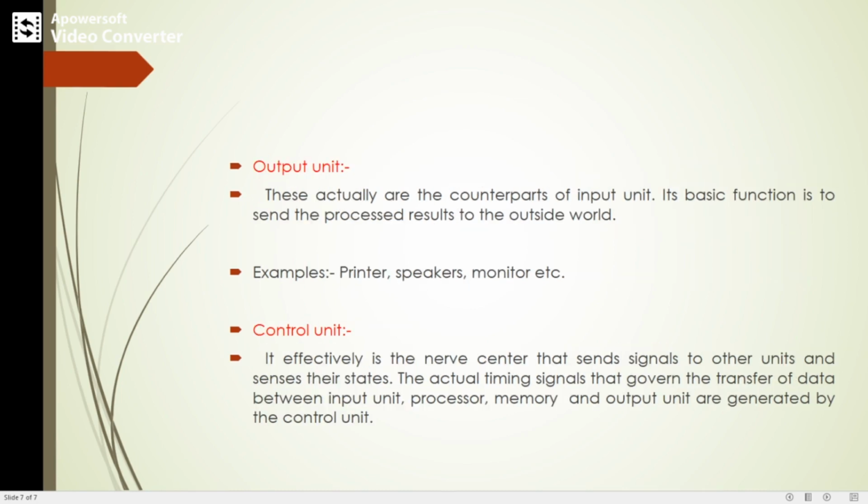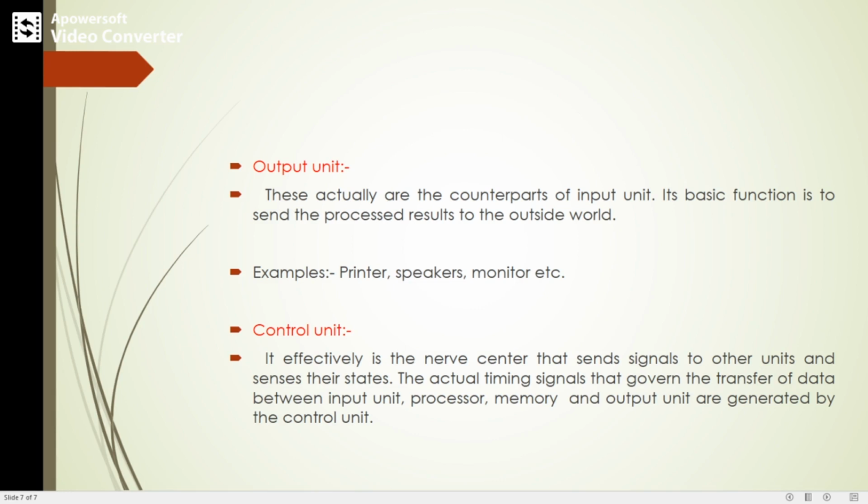Next is the output unit. This is the counterpart of the input unit. Its function is to send the processed result to the outside world. Printers, speakers and monitors are examples of output units.